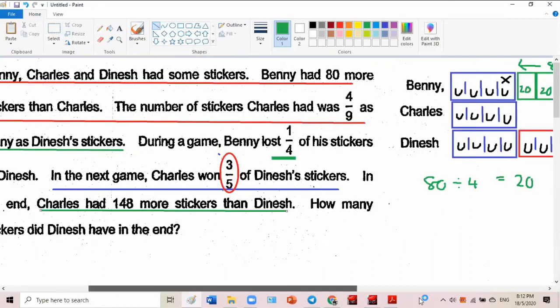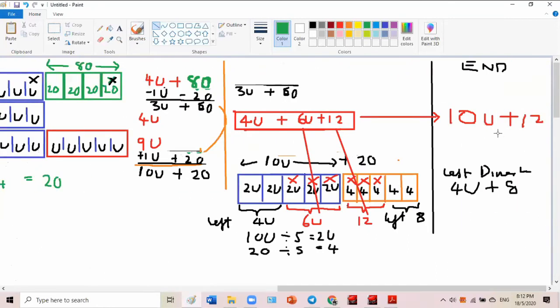In the end, Charles has this, and this is Dinesh. So how much more Charles had than Dinesh? You subtract, right? Charles minus Dinesh. Can you understand what I'm saying? Charles has this, Dinesh has this. How much more?